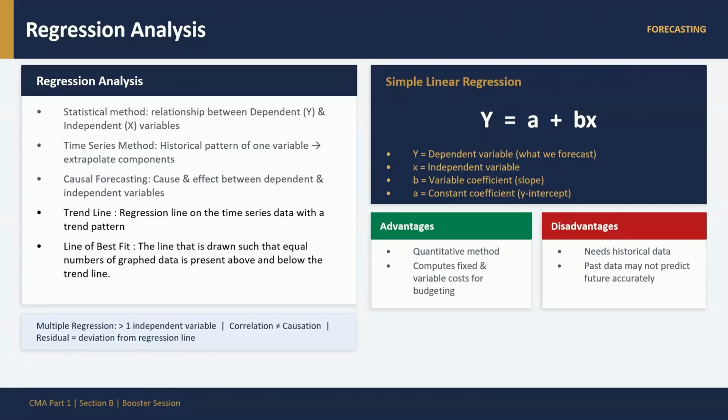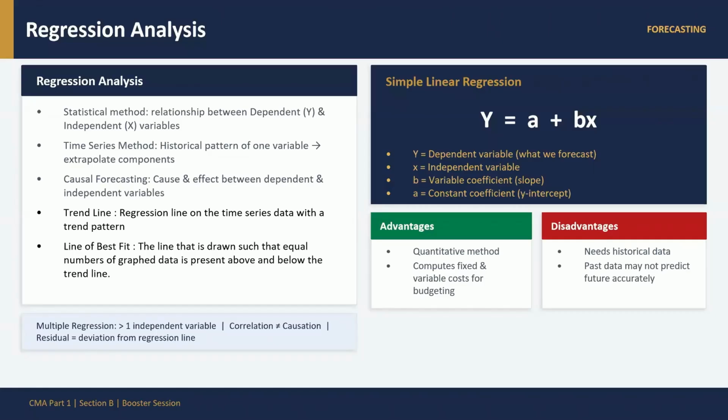So the simple linear regression equation, which is y equals a plus bx. This is very important. Y is the dependent variable, what we are finding. Then a is the constant coefficient. The other name is y-intercept. You should memorize all these details with respect to simple linear regression. Then x is the independent variable. Then b is the variable coefficient or slope. Okay.